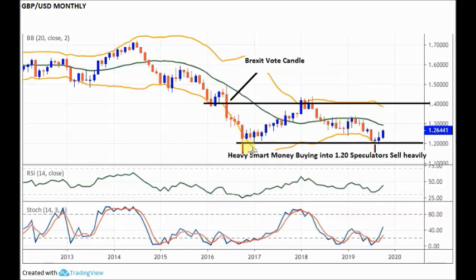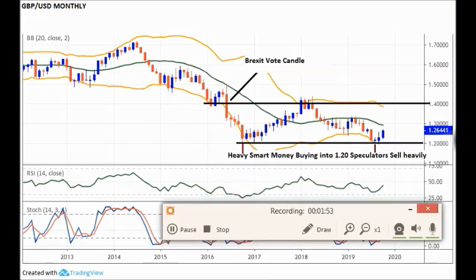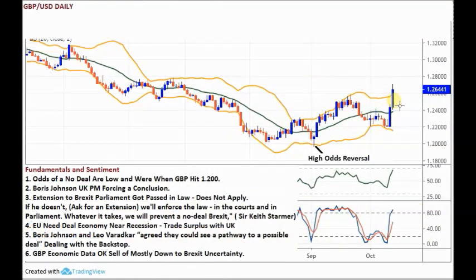Now, in terms of the daily chart, we're going to go and take a look at it now. Just go through the sentiment and fundamentals and draw our levels of entry, stop, and target. Right, GBP USD daily chart. We shall do some levels in a moment. Now, obviously very important to look at the fundamentals and sentiment behind the chart. Now, in terms of these points, you just go through them.